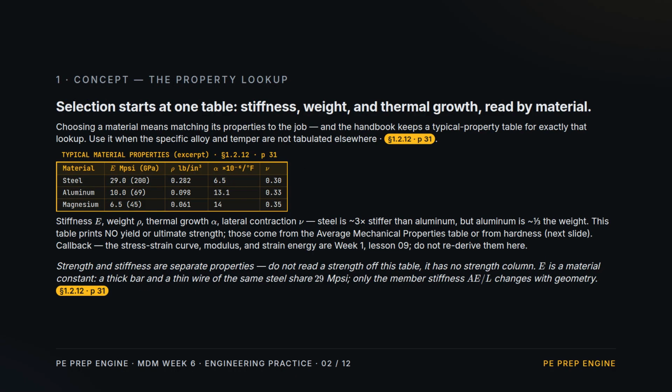Concept 1. The property lookup. Selection begins at one handbook table. Modulus, density, thermal expansion, and Poisson's ratio listed by material. Steel is about 3 times stiffer than aluminum, while aluminum is roughly a third the weight. That trade is the heart of material selection. Notice what is missing. This table prints no strength column, so never read a yield or ultimate off it. Strength comes from the mechanical properties table or, for steel, from hardness. And the stress-strain curve itself is Week 1's Lesson 9. We build on it. We do not repeat it.